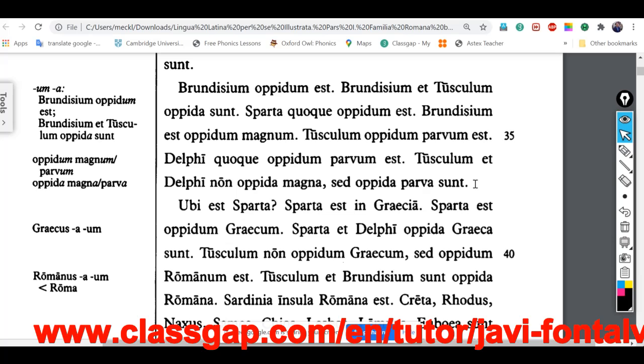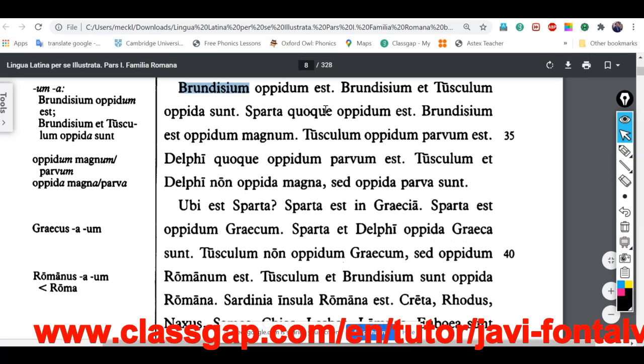A ver, Delphi. Pronouncing the P, or pronouncing it as if it were an F? Like a P, with an aspiration. Delphi. And what do we do with the H? Aspiration. Delphi, like this. Delphi. Non oppida magna, sed oppida parva sunt.